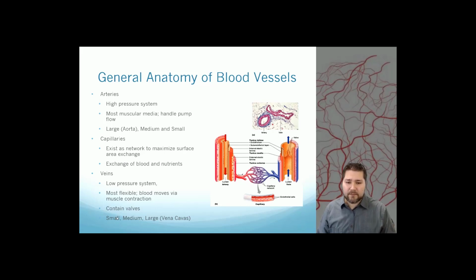So again, we go from the small. We don't really have the venules mentioned here, which are immediately after the capillary bed, but then you get the small, usually unnamed one. Medium is most of your named veins that correspond to the medium arteries, and then the large vein is your vena cavas, the inferior and superior vena cavas.